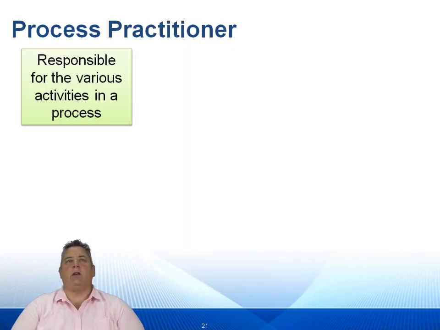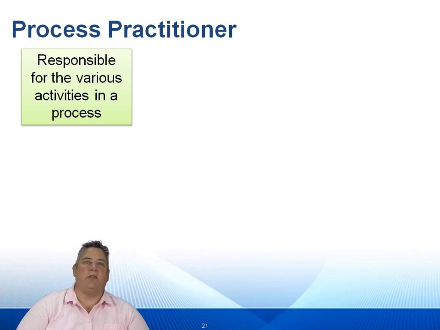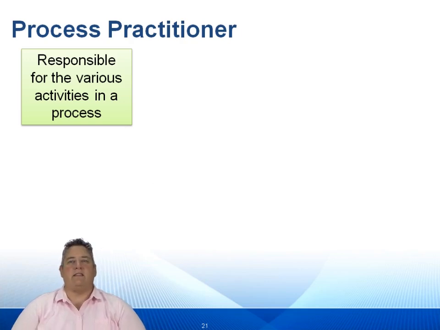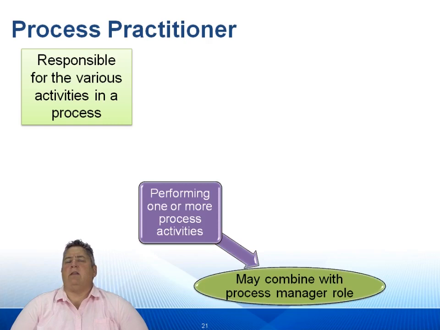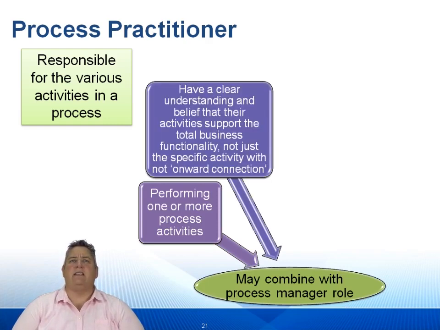The last generic role is that process practitioner. And again, it says that we could combine the practitioner, the doing aspect, with the manager. Again, that same set of inherent risks. The practitioner is responsible for the various activities of a process. They would be performing one or more of the process activities. The key thing here is not the performing of the activity.